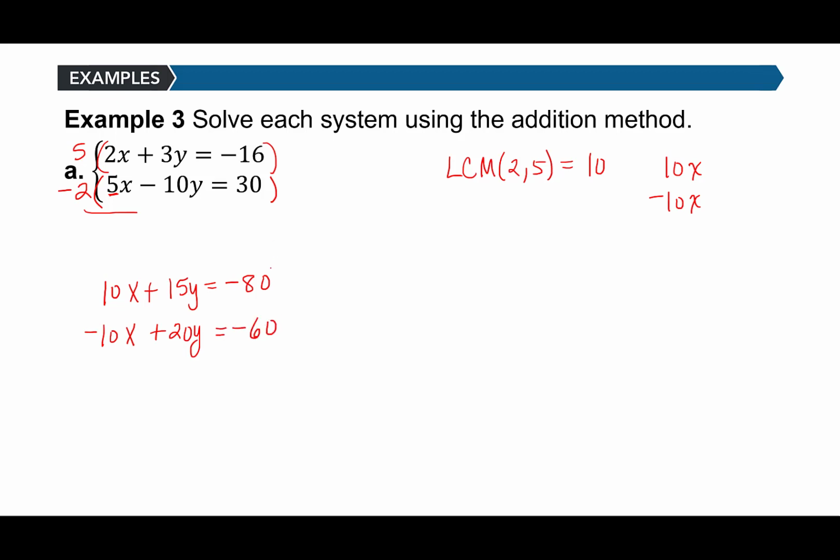The common mistake I see is students forgetting to multiply the right side of that equation by that number. So be sure you carry that distribution through. Now that we have opposites, we're going to add our equations together. 10x plus negative 10x is 0, right? 15y plus 20y is 35y. And negative 80 minus 60 is a negative 140.